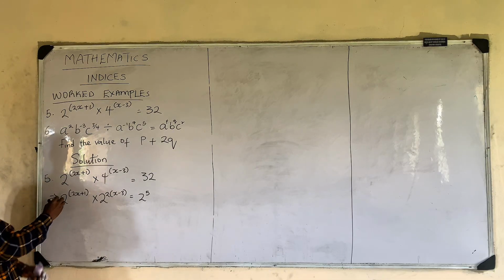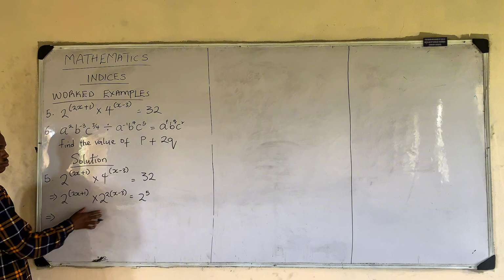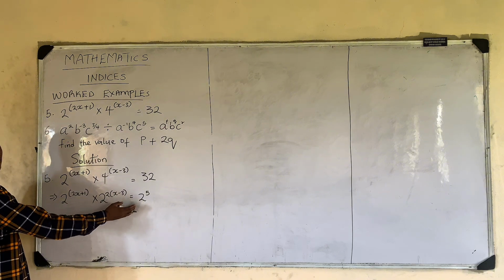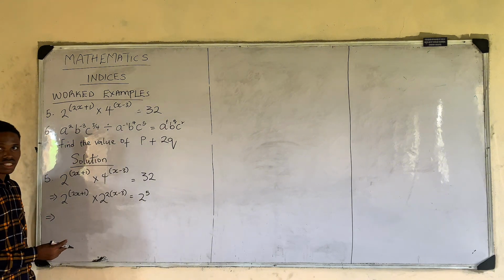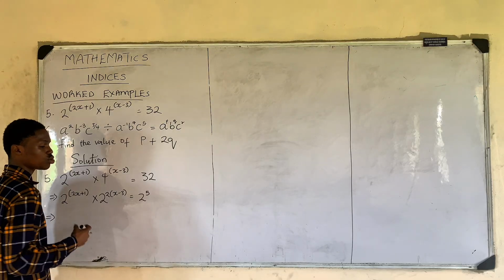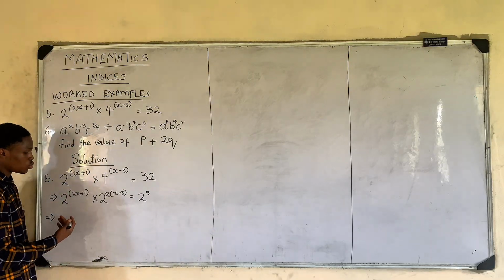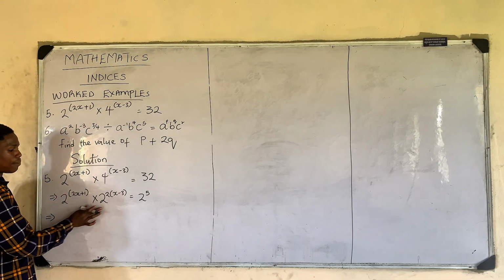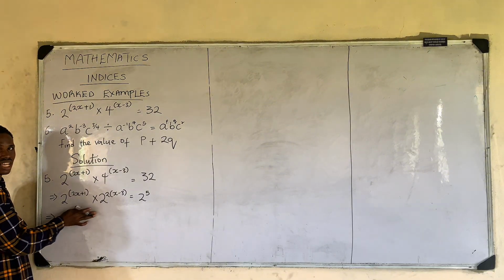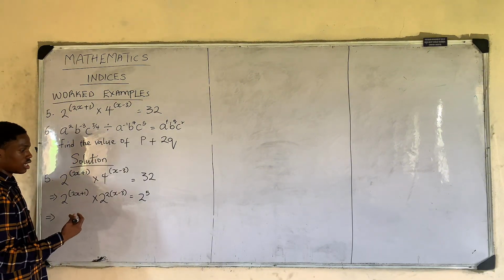Okay, now here we have to cancel. We don't have to cancel this. I know that's what you want to do, right? No. If you cancel this, you're going to arrive at the wrong answer. So what you're going to do now is to apply the laws of indices in the left-hand side before you can be able to cancel.